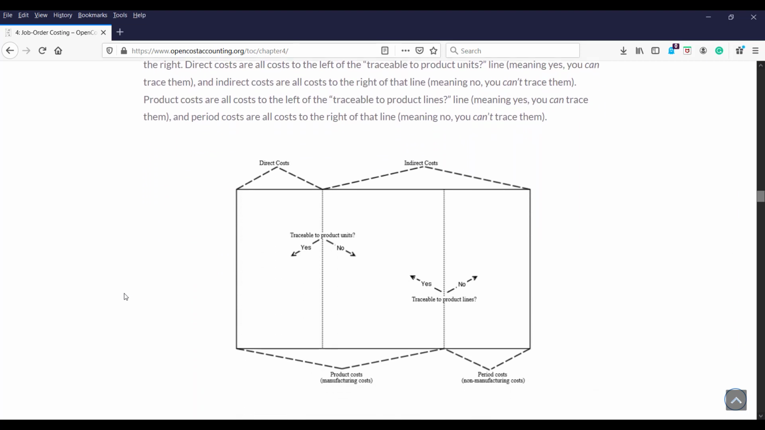So now we get to my diagram here where I have these two key questions that I ask. First of all, the direct versus indirect question. Is it traceable to product units, to individual product units? If yes, then it is a direct cost. This rectangle right here is the direct costs. If no, then it's over here in this larger rectangle, which is indirect costs. And we have a second question that I ask: is it traceable to product lines? If yes, then it's over here in this bigger rectangle, which is product costs or manufacturing costs if we're in a manufacturing firm. If it cannot be traced to product lines, it's in this smaller, thinner rectangle right here, period costs or non-manufacturing costs.